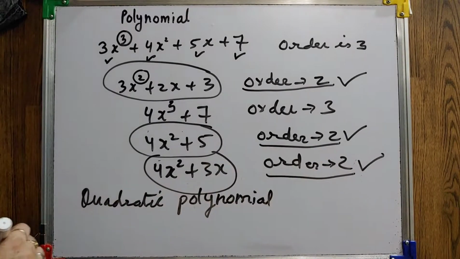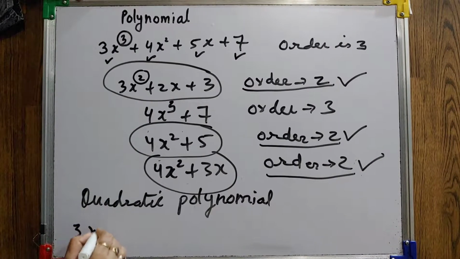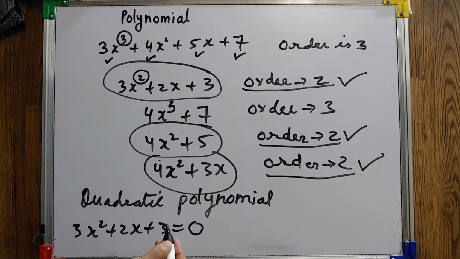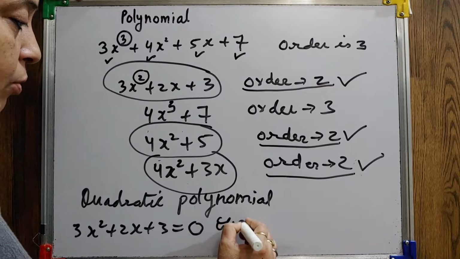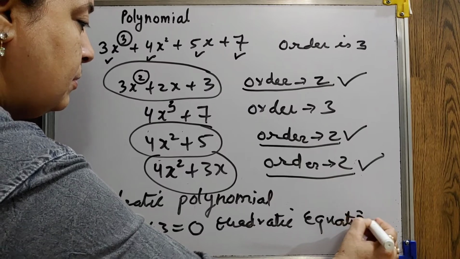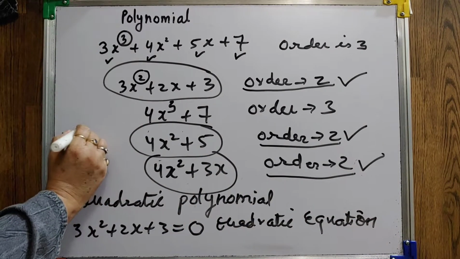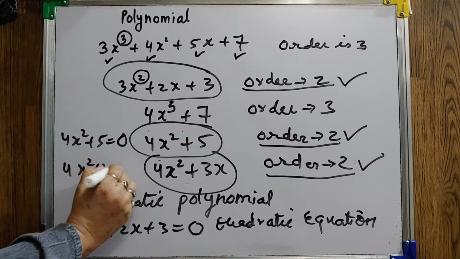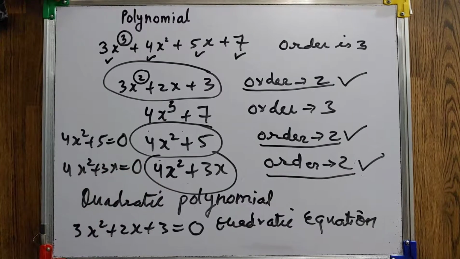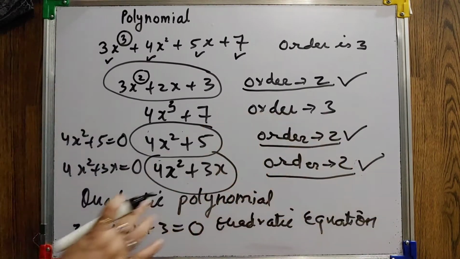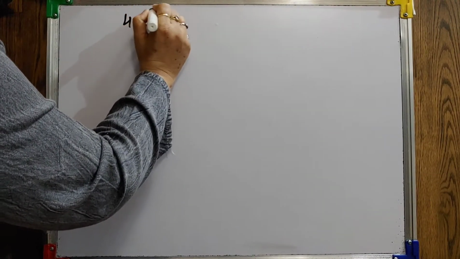Because order is 2. Now this polynomial, when I make it equal to 0, so I have converted this in equation, then it is known as quadratic equation. Same way for this quadratic equation will be this. For this quadratic equation is this. So when quadratic polynomial is make it equal to 0, then it gets converted into equation and we say it is quadratic equation.